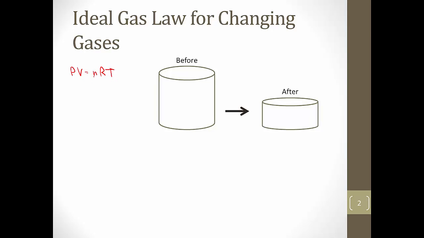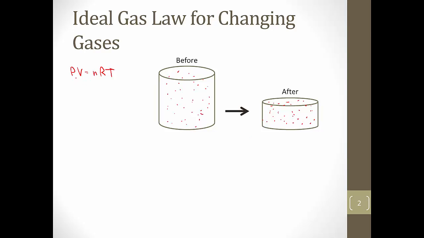So if we know volume, moles, and temperature, we can calculate pressure. If we know pressure, moles, and temperature, we can calculate volume. But the question now is, what if we have a gas? Say here we have a bunch of dots, a bunch of gas in here, and then we do something to that gas. We change its volume or its pressure, and now we have this after gas.